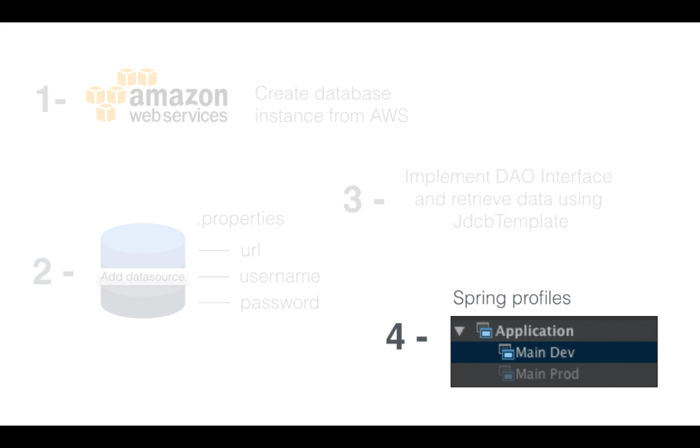So what we're going to do is launch another RDS instance and then use property files with Spring profiles to actually dictate which database we want to connect to. We will simply create two run configurations, one for main dev and one for main prod, and then just run as we want. So let's go ahead and launch the RDS instance.